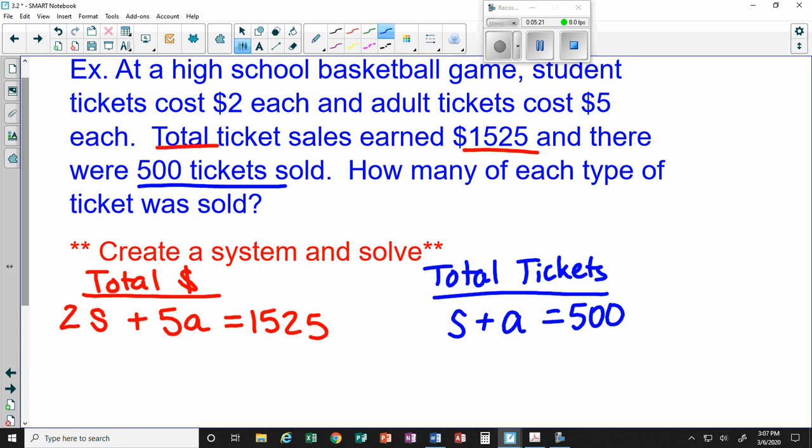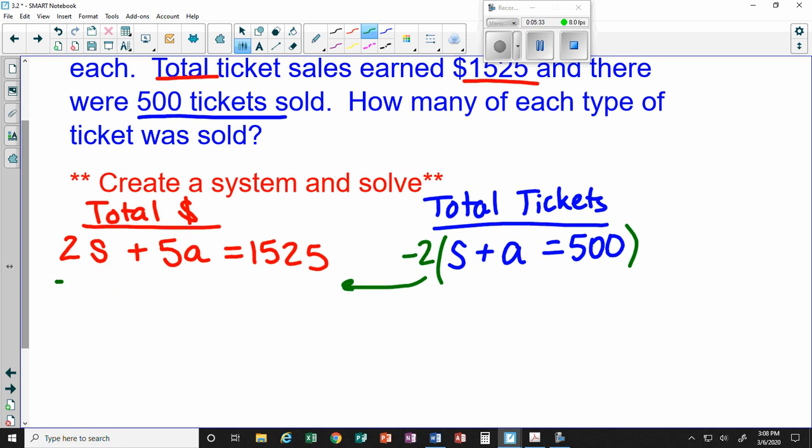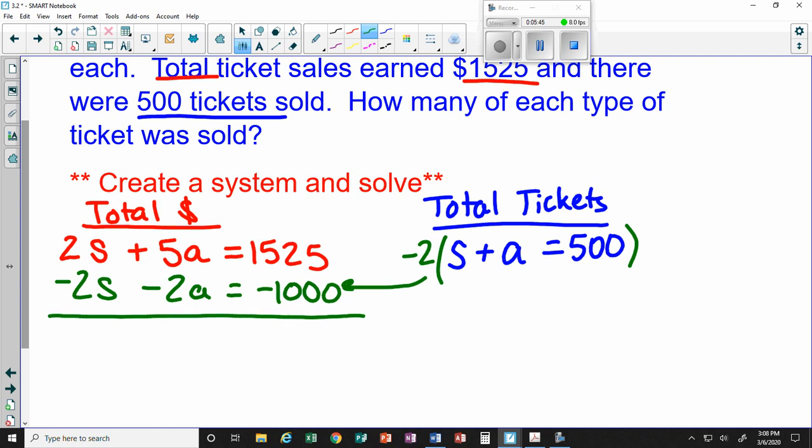So now in this case, the easiest way to solve this would probably be to use the elimination method. So I'm going to take this and multiply by -2, so that this equation becomes -2s minus 2a equals -1000. So now I can add those together. So the s's are eliminated. So I end up with 3a equals 525. So now we divide.